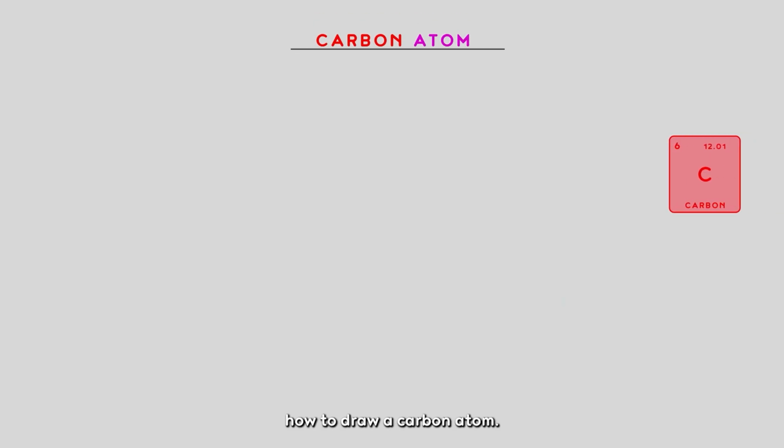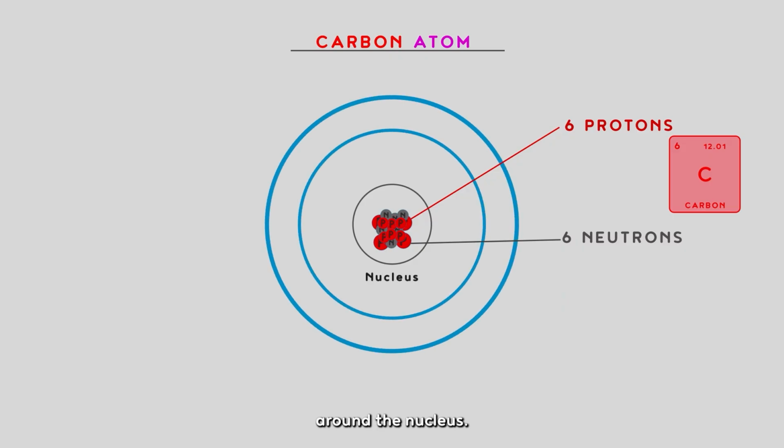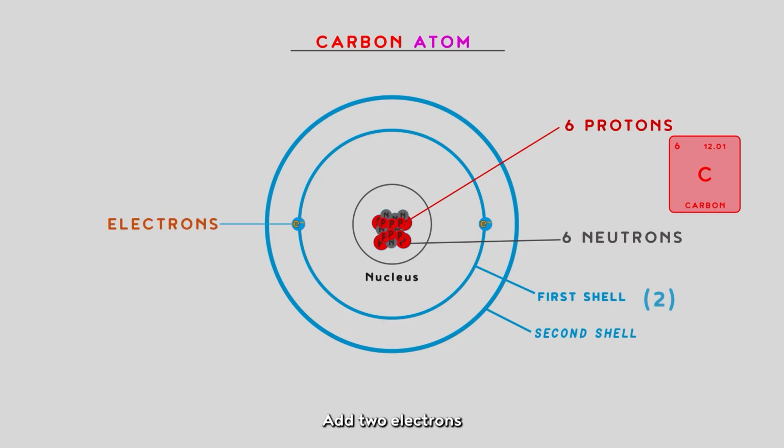Let's go through some examples. We will be learning how to draw a carbon atom. Draw a nucleus, small circle in the center. Inside this circle includes 6 protons and 6 neutrons. Label it nucleus. Draw 2 rings around the nucleus. Label them first shell and second shell. Add 2 electrons on the first shell and 4 electrons on the second shell. Now, this is a carbon atom.